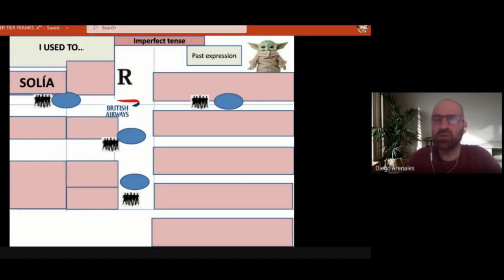It's probably the easiest way to talk about what you used to do in Spanish, and you are going to use solía. Solía means "I used to" in Spanish, and then you put a verb ending in R. Any verb. It could be ER, IR, or AR. Solía escuchar, I used to listen. Solía comer, I used to eat. Solía vivir, I used to live. As you can see, AR, ER, or IR, it doesn't matter. The most important thing is that the ending is an R. That's the reason why I put an R in there.